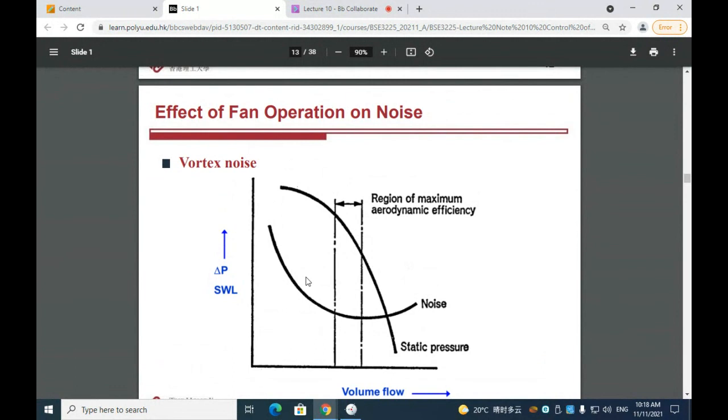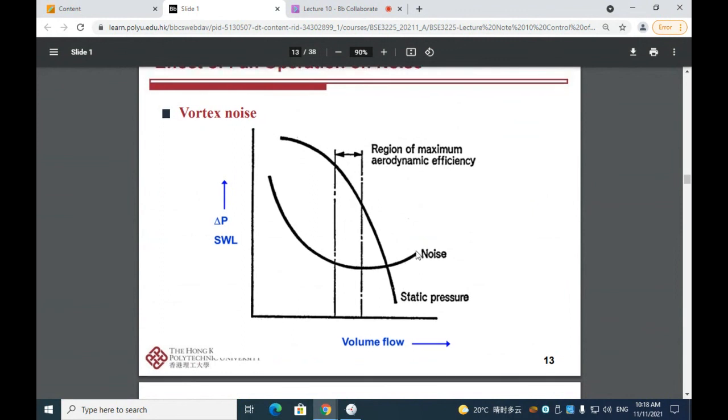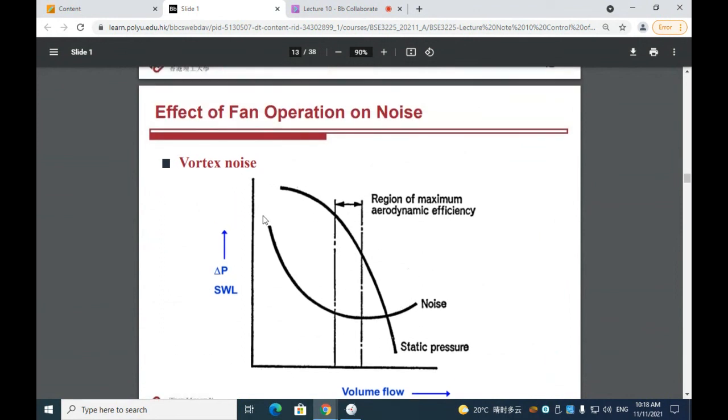Okay. The fan operation will also have some effect on noise, as it will cause vortex noise. The vortex noise level will first decrease and then increase again with the change of the volume flow.